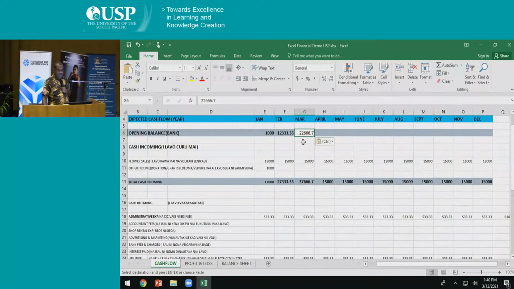Carry forward. Carry forward. Carry forward until December. Set. So shall we move on to profit and loss? Any question?